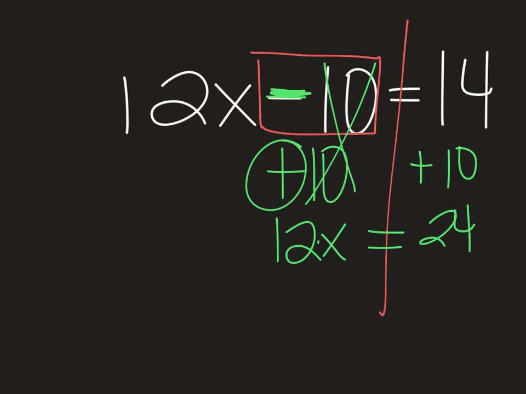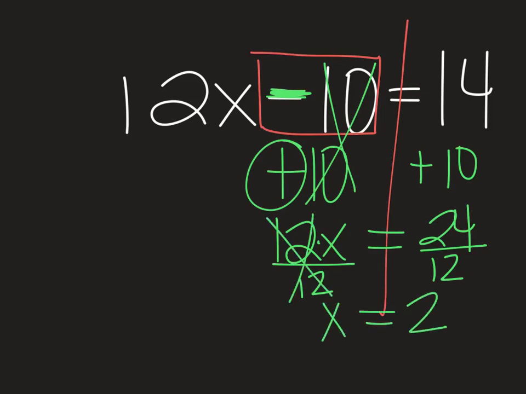12x is 12 times x. So I'm going to divide by 12 on both sides. So x would be equal to 2.